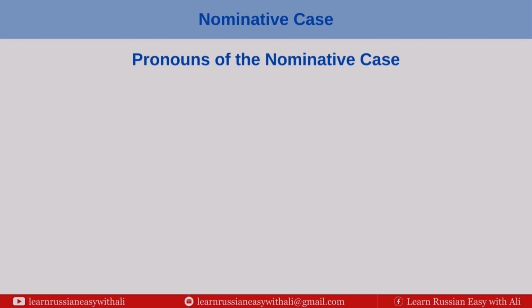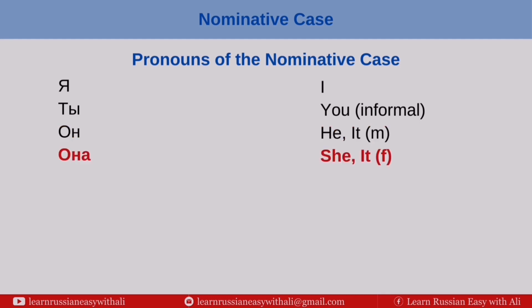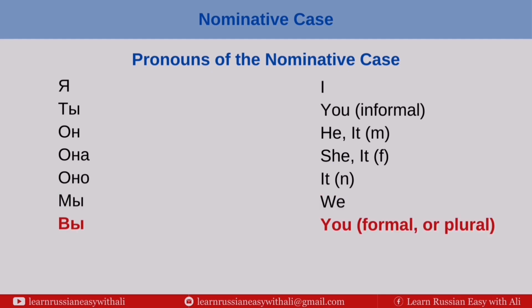Pronouns of the nominative case. Я. Ты. Он. Она. Оно. Мы. Вы. Они.